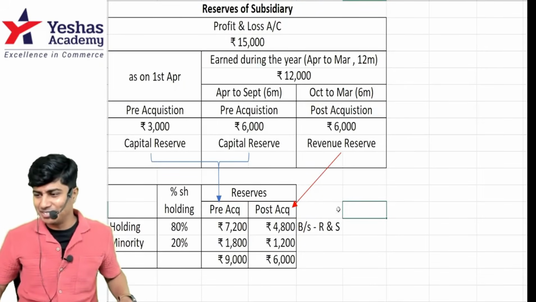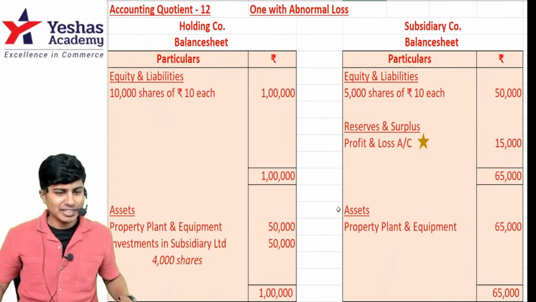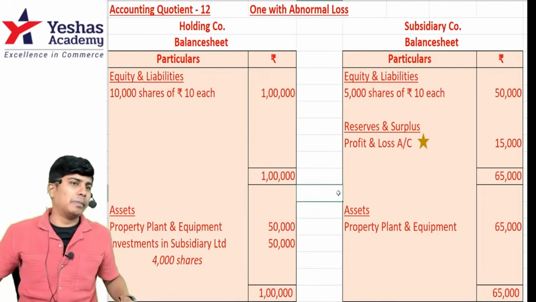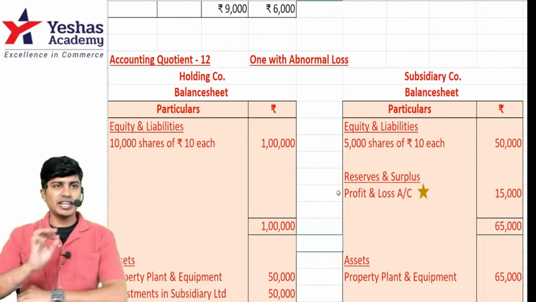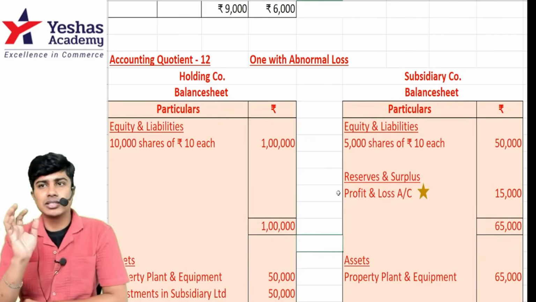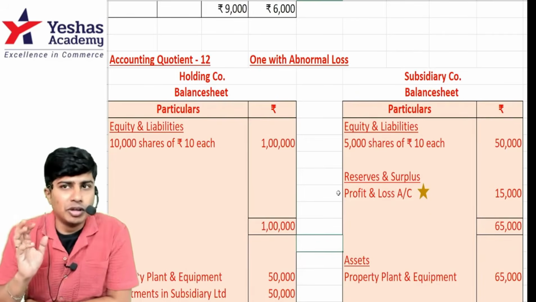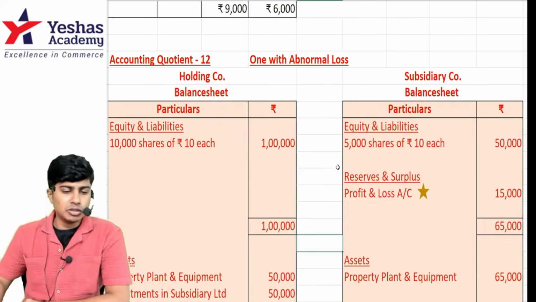Cool, let's go to the next one. It's going to be a very memorable problem. In this question, there is some abnormal loss. What do you mean by abnormal loss? Come to AQ level.